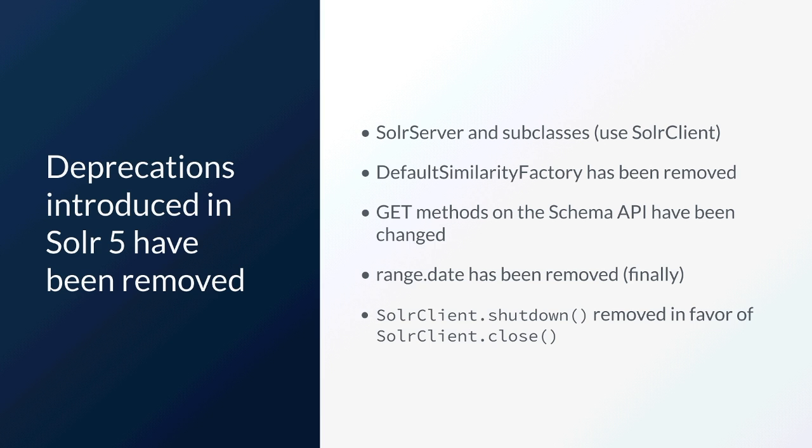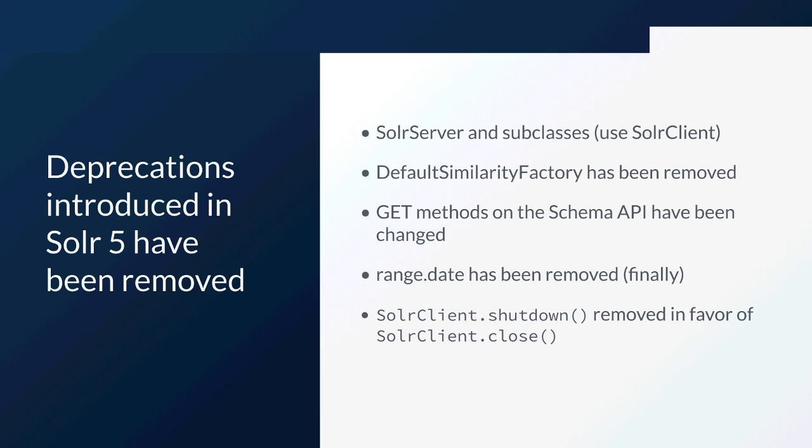Several deprecations that were introduced in Solr 5 have been removed. The default similarity factory, as I just mentioned, was deprecated, so it will be removed. Some get methods on the schema API have been changed, even before the API changes we just went through. And range date has been removed, finally. It was deprecated a very long time ago and just kind of skipped on all of our major releases. And then there's some SolrJ changes that if you're using that, you'll want to pay attention to. Some classes have changed and been removed.